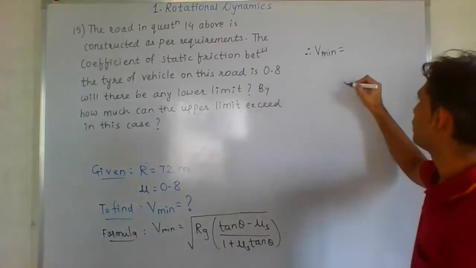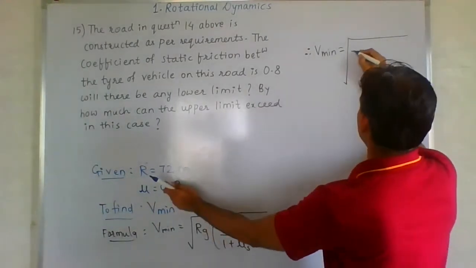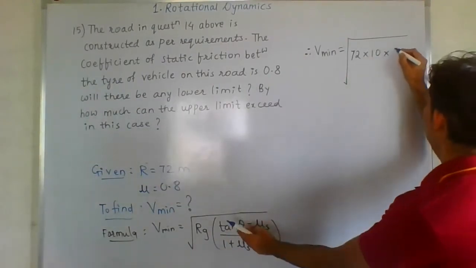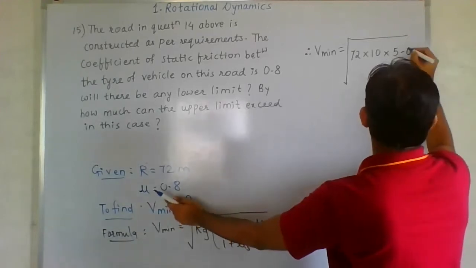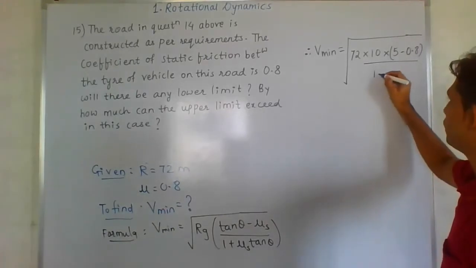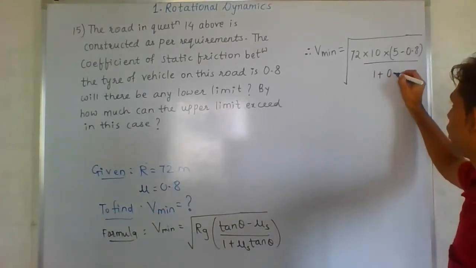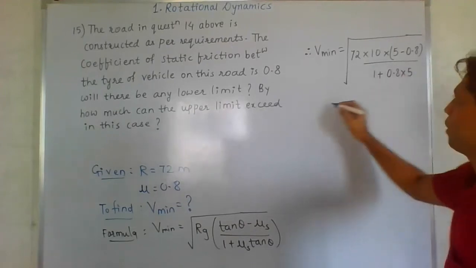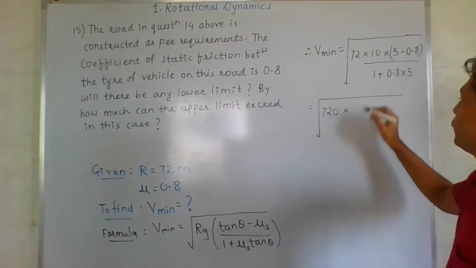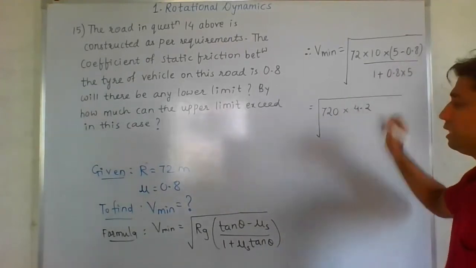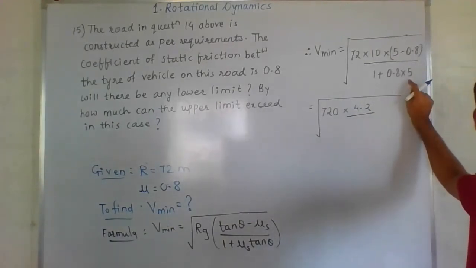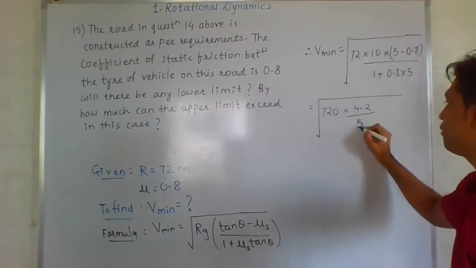Let's substitute the values. r का value है 72 into 10 into, here we have (5 minus 0.8) divided by, I'll write, 1 plus 0.8 into 5. So let's go for next step. ये हो जाएगा आपका 720 into (5 minus 0.8 will be 4.2). This will be 4. 5 into 0.8 will give you 4. 4 plus 1, that will give you 5.